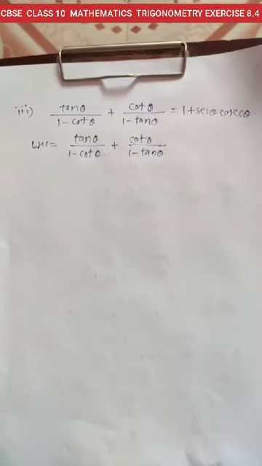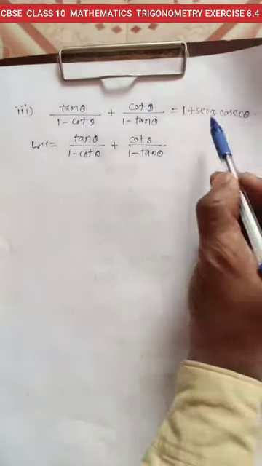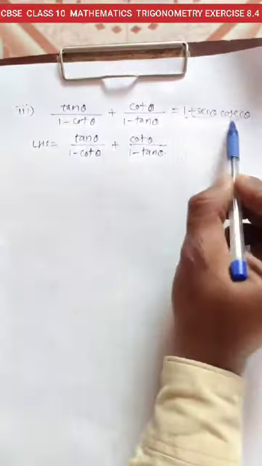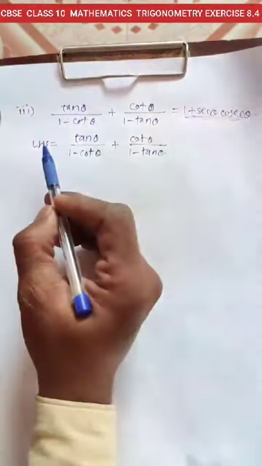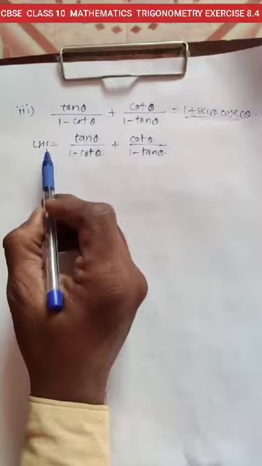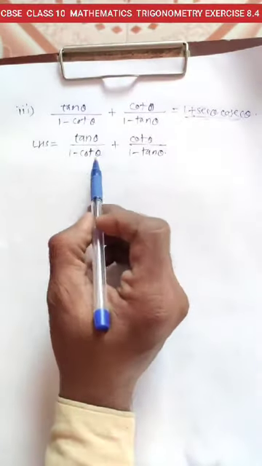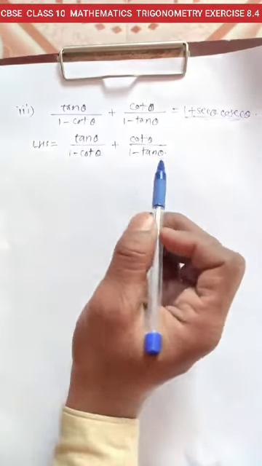Dear students, now our third example is tan theta upon 1 minus cot theta plus cot theta upon 1 minus tan theta is equal to 1 plus sec theta into cosec theta. So this is the part we have to prove. Okay. So for this purpose we just take the left hand side of the given example: tan theta upon 1 minus cot theta plus cot theta upon 1 minus tan theta.